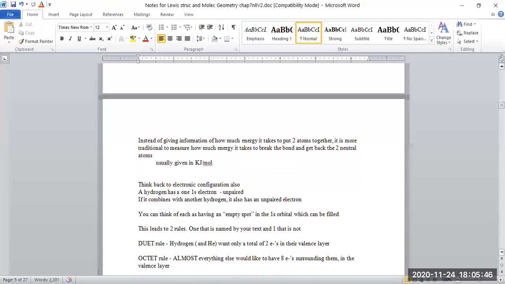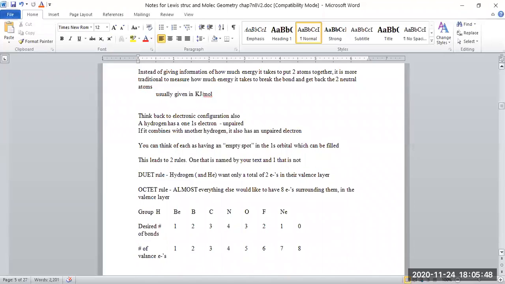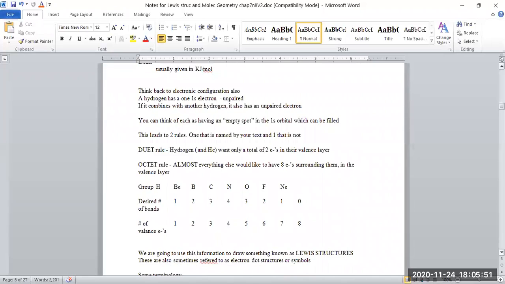So this heads us toward two rules. And these two rules are a lot of the basis for a huge amount of the rest of this chapter and also the little bit of chapter 8 that we're going to cover too. Let's talk about the rules for a moment. The first one is referred to by most texts as the duet rule. Hydrogen and helium only want 2 electrons in their valence layer.